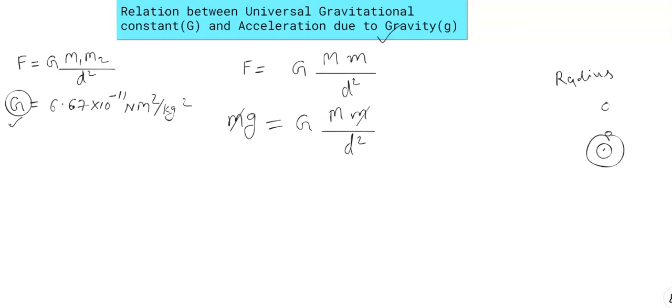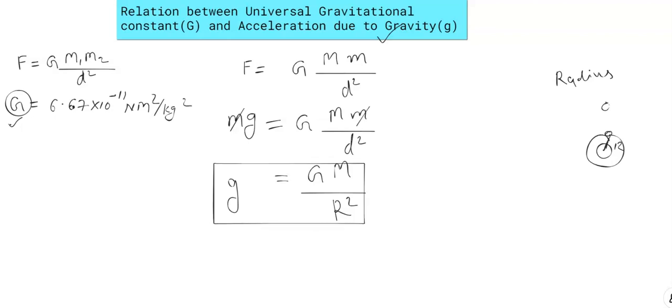Assume this object is on the surface. So the distance between Earth's center to the surface is equal to r. So d will be changed to r, the radius of the earth. So we will take here capital G, capital M upon r square. I have already told, assume that the object is on the surface or near the earth's surface, so distance will be changed with the radius of the earth. So this is the relation between small g and capital G.